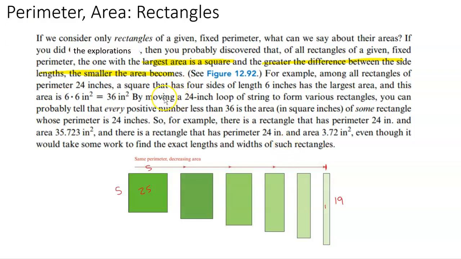One way to deal with this is to look at a perimeter of 24 inches and a square that has four side lengths of 6 inches. So it'd be 6 by 6.